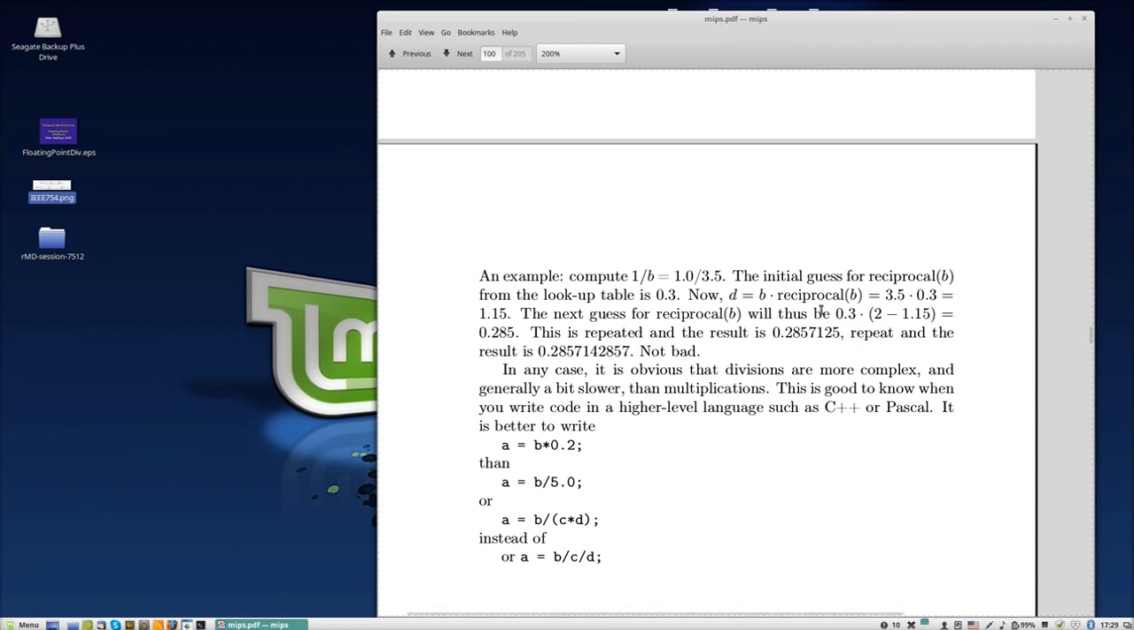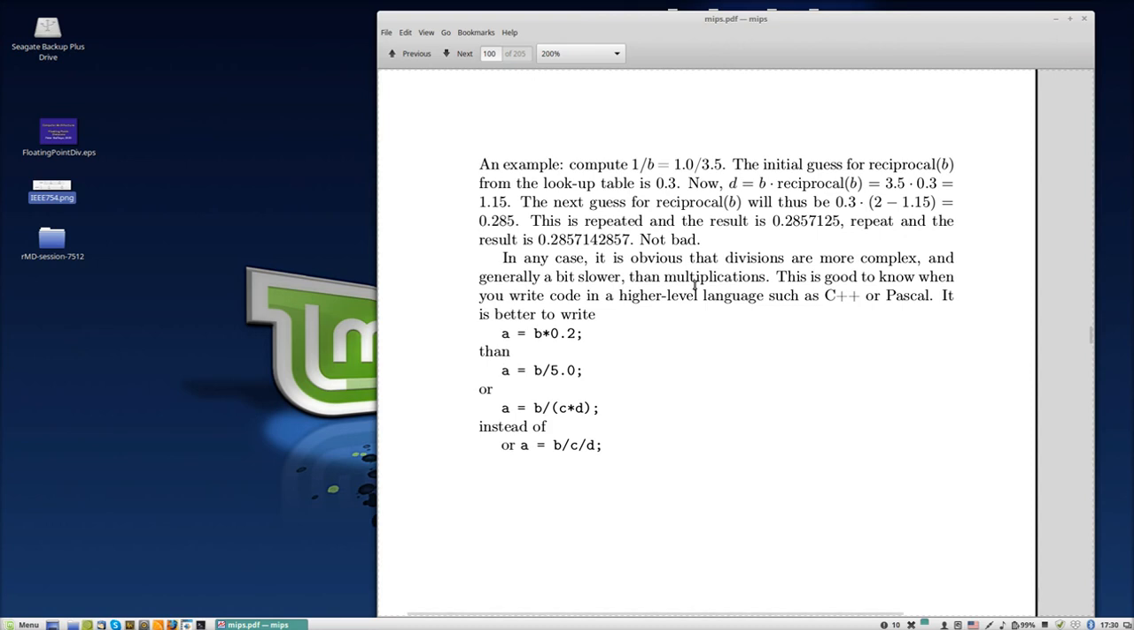So divisions are much slower than multiplications, and that is why when you write a program in higher level languages, you should try to avoid divisions as much as you can. Imagine you write C++ or Pascal. Don't write a equals b divided by 5, but write a equals b multiplied by 0.2, because this is much faster than this. Or if you write something like a equals b divided by c divided by d, much better is to write a equals b divided by c times d, because it will simply be faster, because multiplication is faster than division. So when you can avoid division, do it and substitute them by multiplications wherever you can.